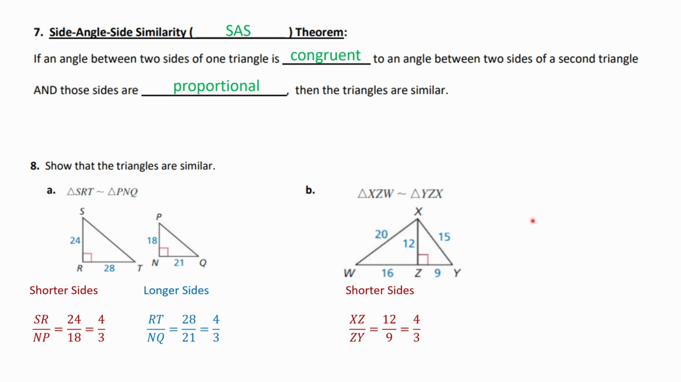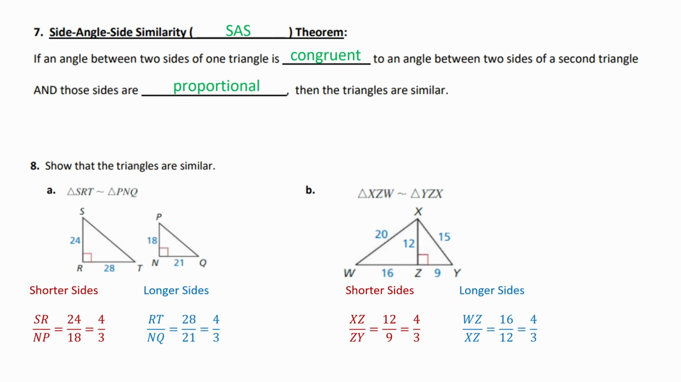The shortest sides of the two triangles: XZW, this one right here, has shortest side XZ, so that's going to be 12. And then YZX is this small triangle over here. Its shortest side is YZ. So I would use 9 and 12. The reason that I would use those as the two sides is this angle right here, WZX, is also going to be a right angle right there.